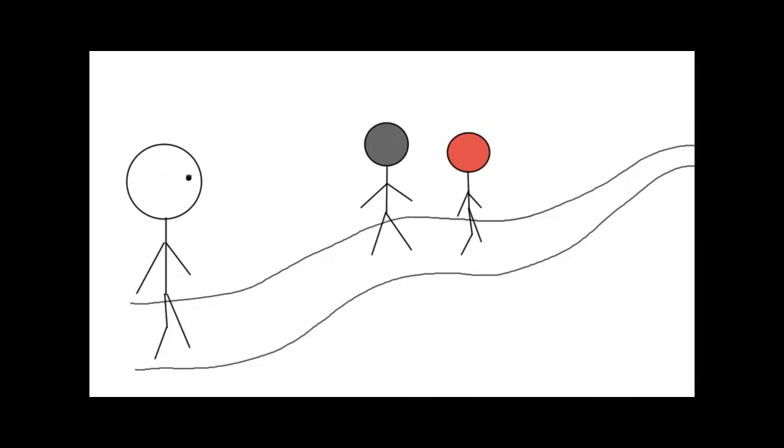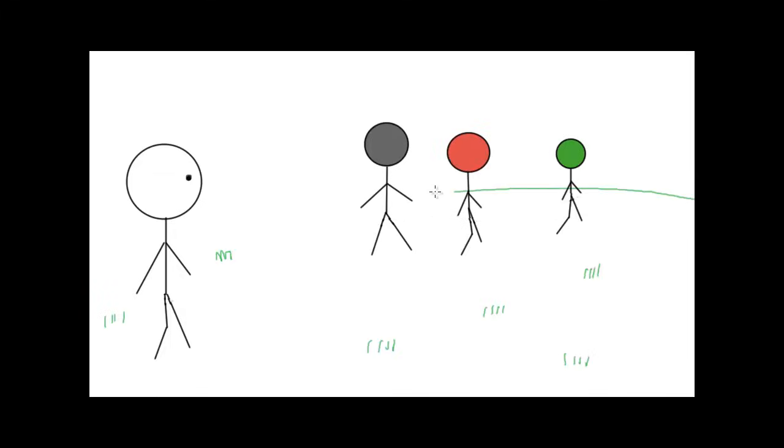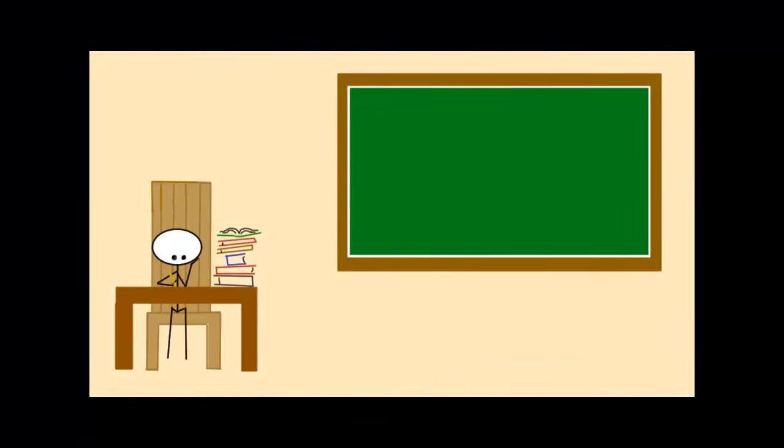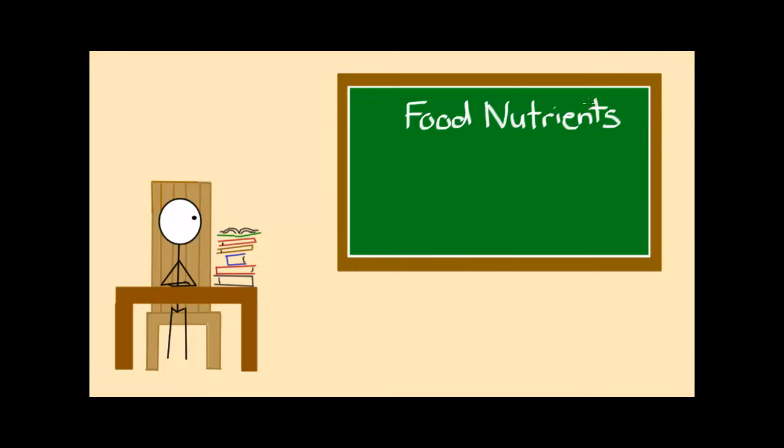Meet Sam. Like any other 8th grader, Sam uses energy to walk to school, talk to friends, play soccer, study for a test, and to do just about everything. But where does all this energy come from? The answer is food. The only way the body can get the energy it needs is by eating 3 basic food nutrients: carbohydrates, fats, and proteins.